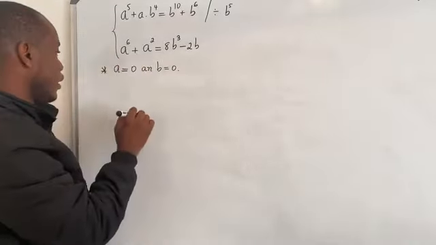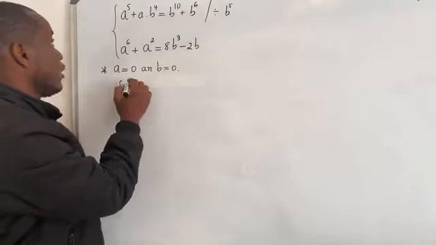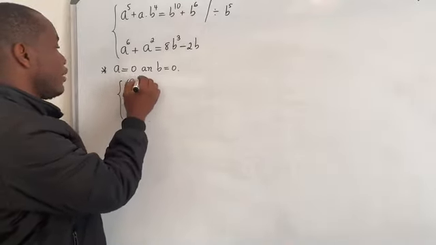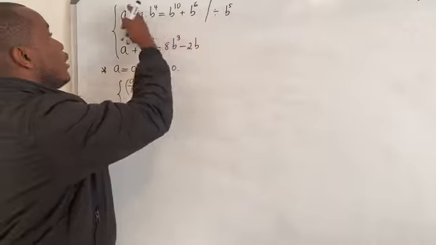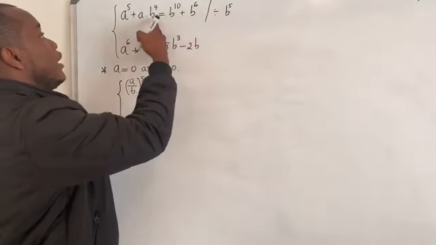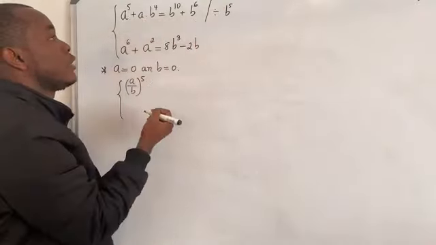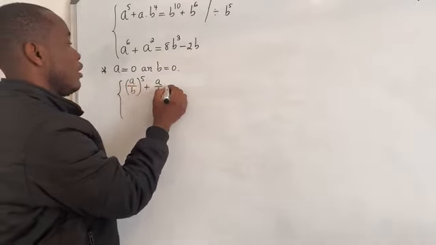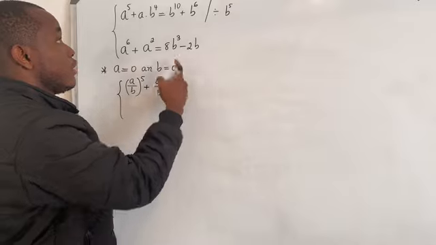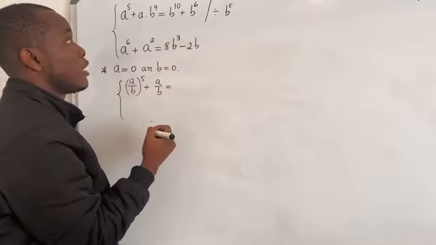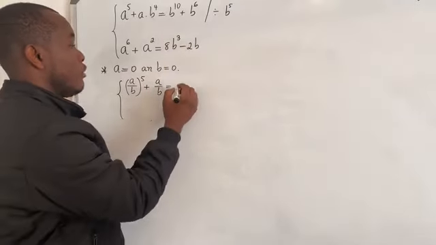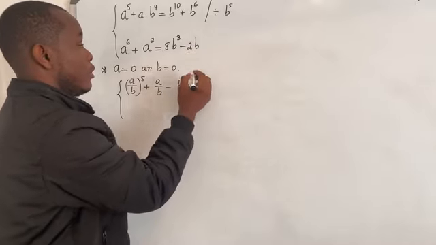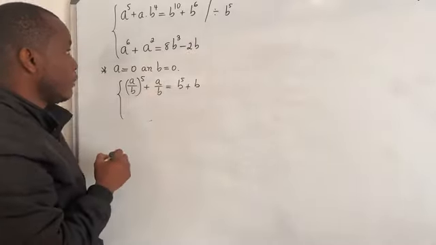Dividing that, I will have a over b all to the power 5, because they have the same exponent, and here this b to the power 4 will cancel. We'll have a over b equal to, dividing the same base, the exponents subtract, so we're going to have b to the power 5 plus b to the power 6 over b. It's going to be b.